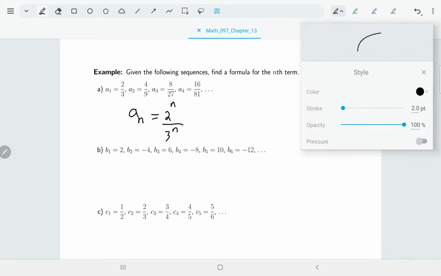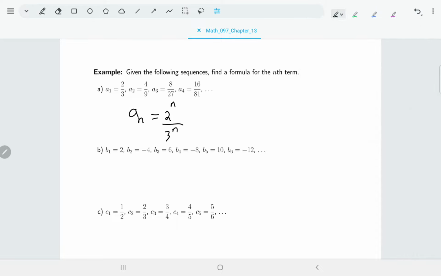Once I've come up with what I think is my formula, I can confirm my answer because, of course, I know what a1, a2, a3, and a4 are. So if I want to confirm, am I correct or not correct, all I have to do is ask myself, if I put in 4 for n, do I get 16/81?